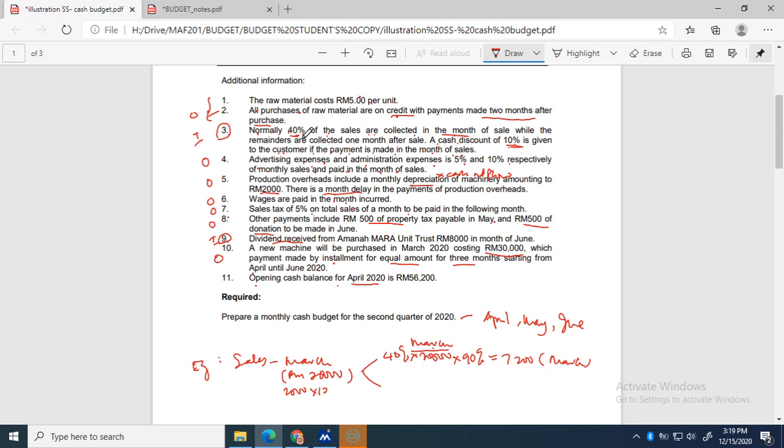Okay, there's another balance, the remainder. This is 100%, with 40% collected in March, so the remainder is 60%. 60% times 20,000 will be collected one month after sale. There is no discount, so you will collect 12,000 in April. The next month after March will be April. So this is one example for March sales.